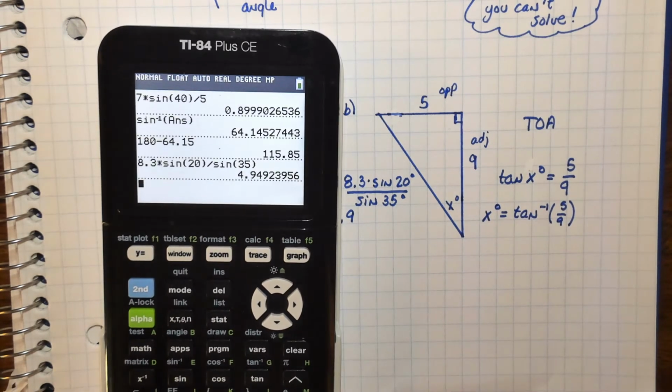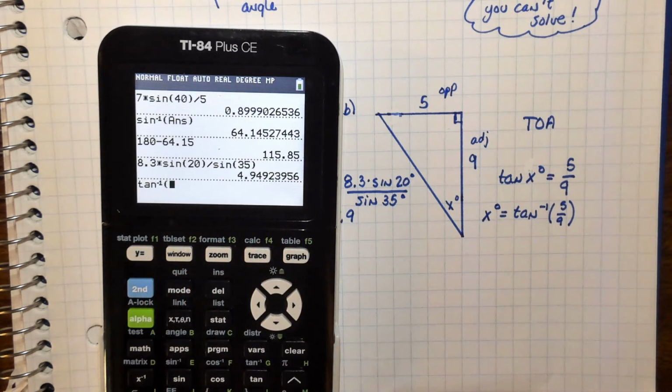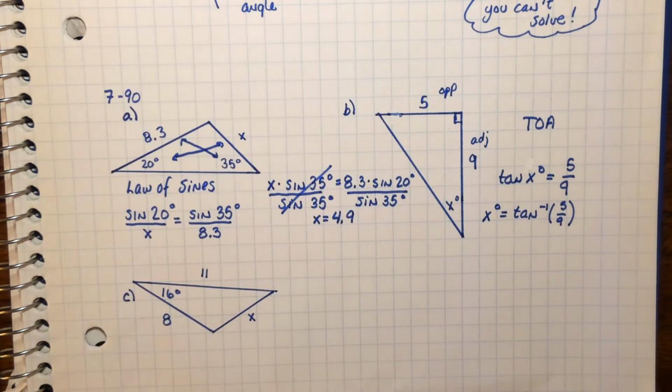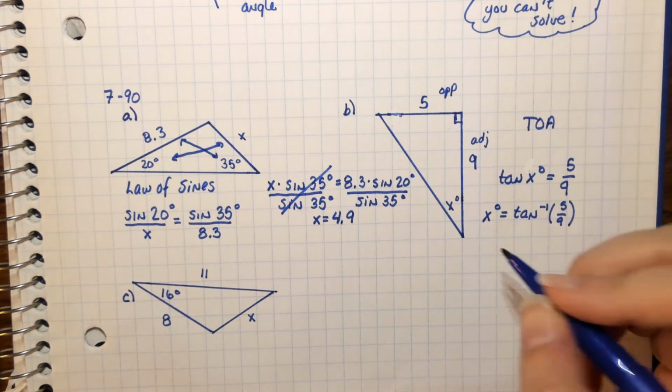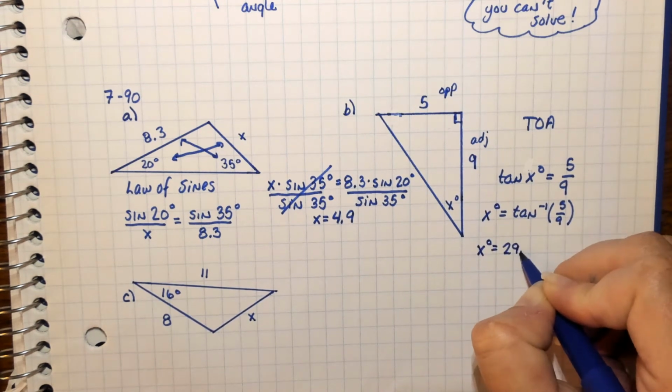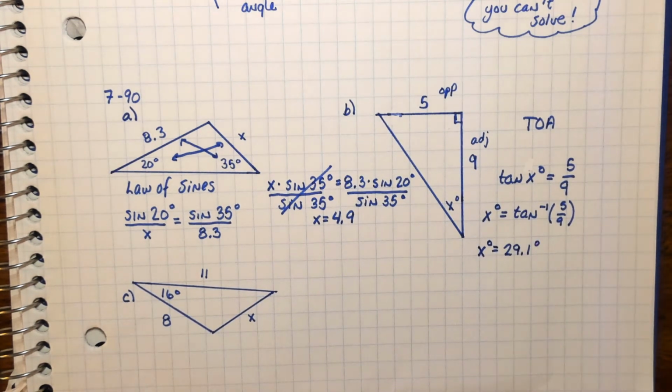Okay, remembering how to plug that in. So tan inverse 5 over 9, 29.1.